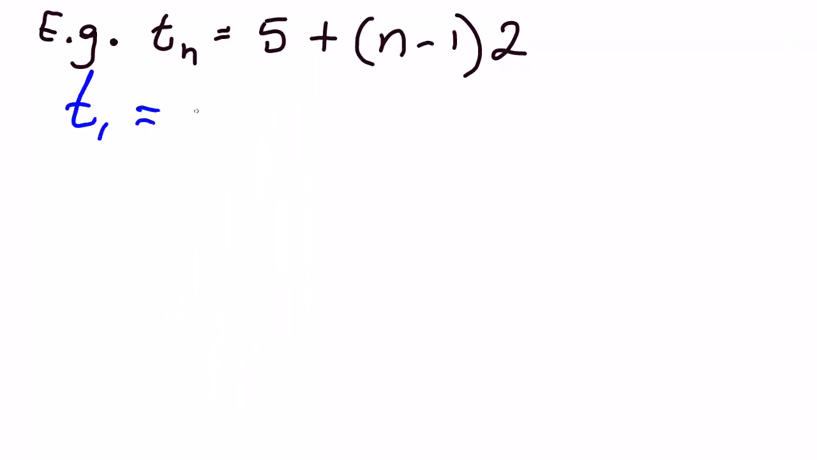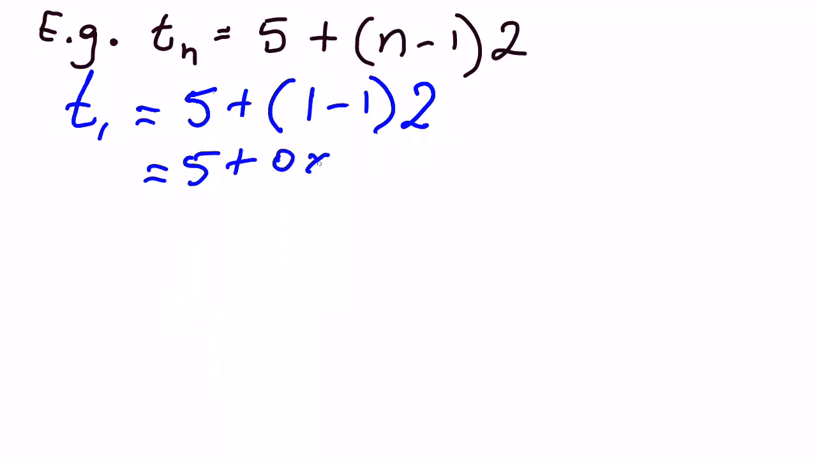T1 is going to be n is 1. So I'm going to get 5 plus 1 minus 1 times 2. Well, this 1 minus 1 is going to give me 0. So I'm actually going to have 5 plus 0 times 2. 0 times anything, again, gives me 0. So 5 plus 0, it's just 5. So I know that the first term in this sequence is 5.